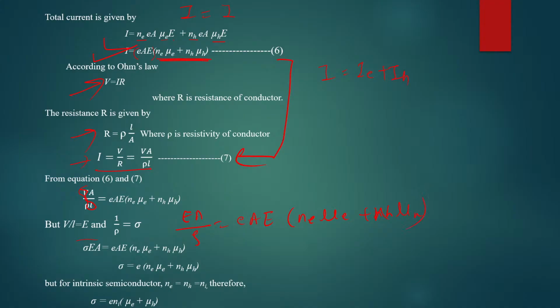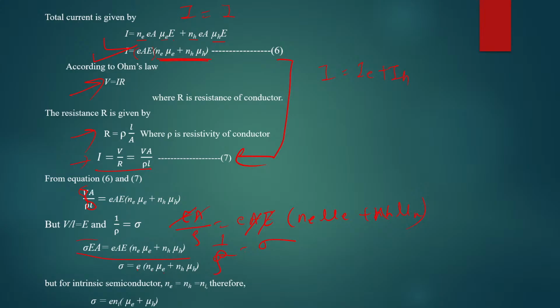Please keep in mind the small h and capital H. Guys, please put a comment in the comment box. Then E is common, A is common, and the remaining terms you write as they are. Again we know that 1 by rho is equal to sigma. Then we write it like this: sigma is equal to e (NE mu E plus NH mu H).